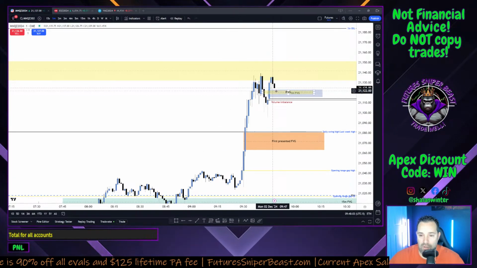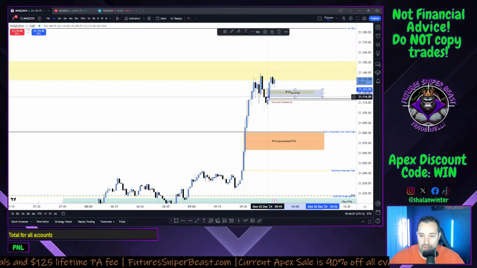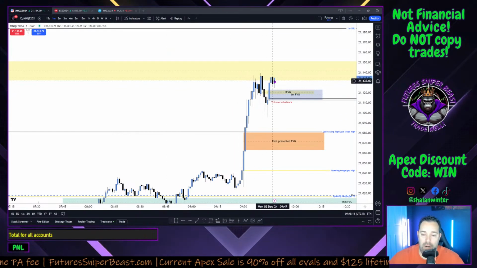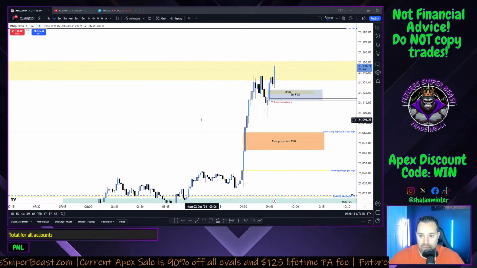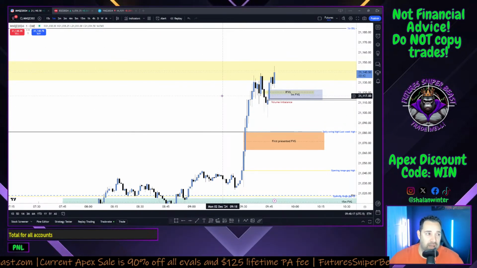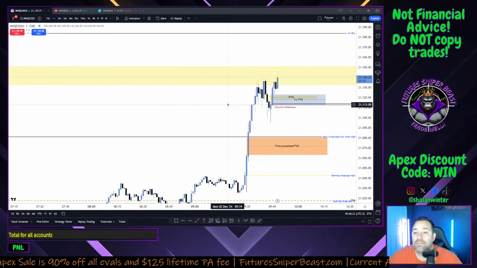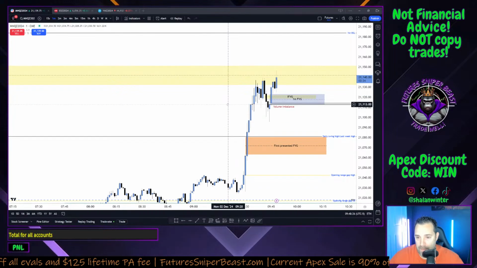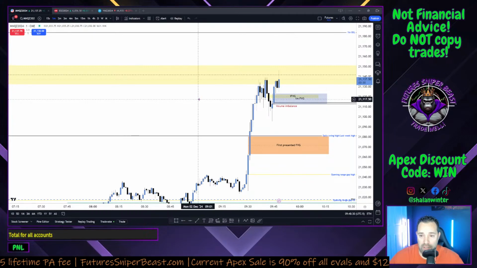And then we left this one here going up, which also has this imbalance here. So we can include that imbalance right there. And I want to see if price comes back into here and then takes off. Well, it might take off without me. And that's okay. But if we come back into this area, I probably am going to look to long there.